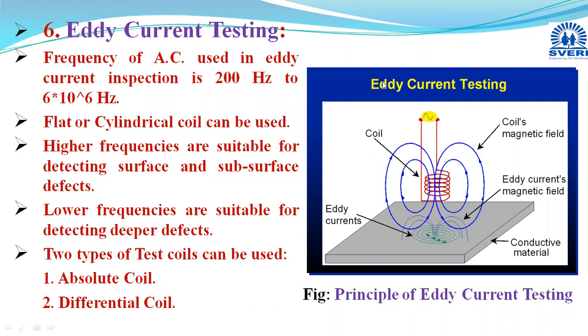Whichever types we have discussed up till now, if any query is there, please ask me. Otherwise, I will move toward the last type of destructive and non-destructive testing methods. This is non-destructive testing methods, last type, that is eddy current testing. Already we have discussed the five non-destructive testing methods: visual inspection, magnetic particle inspection, liquid penetrant inspection, ultrasonic testing, and radiography. Now this is eddy current testing.